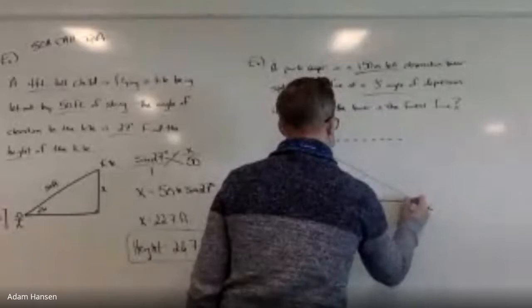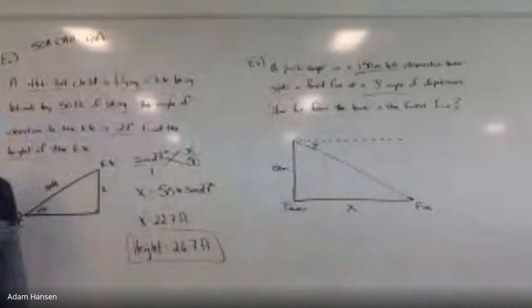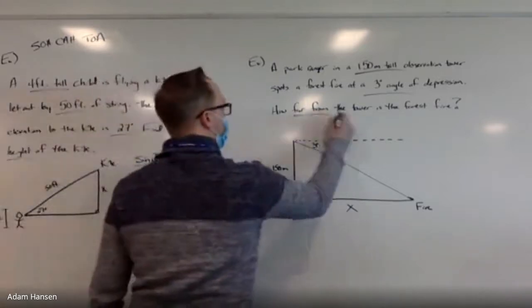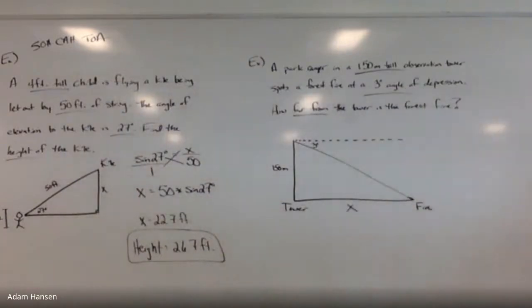How far from the tower is the forest fire? Distance is measured horizontally, from left to right, from tower to fire. How far away? How far from the tower is the fire? So I've got that side length labeled X, left for us to find. Questions so far on getting this set up? That's not 3 degrees. 3 degrees is right below the horizontal. That leads to my next question.